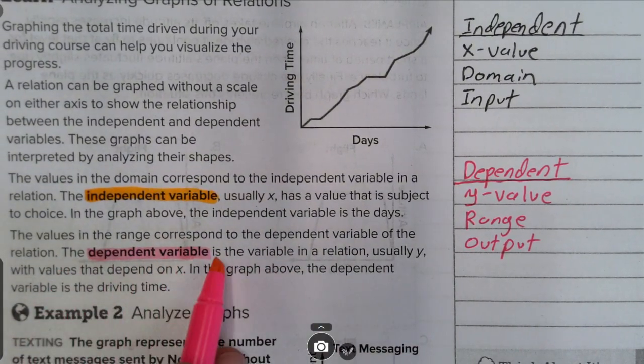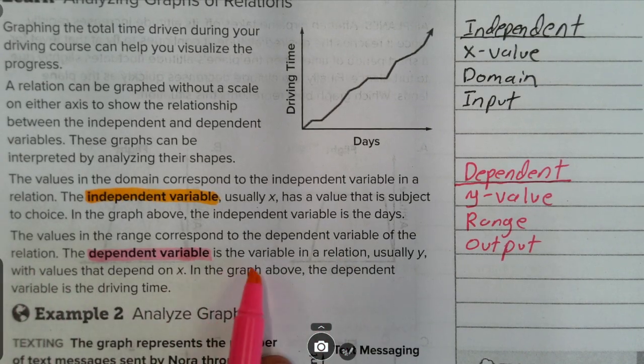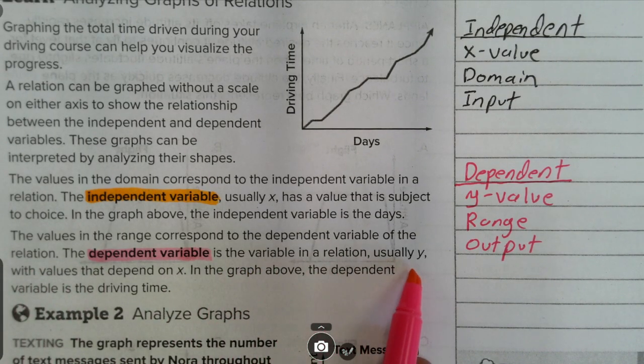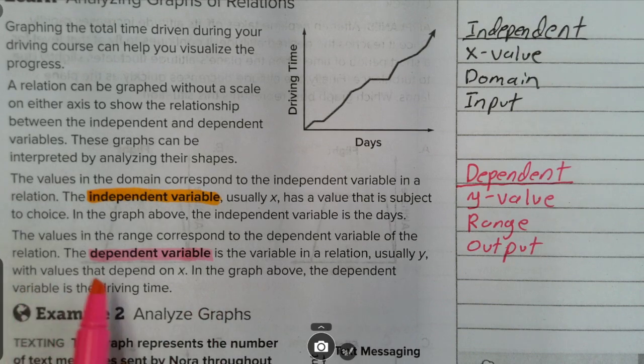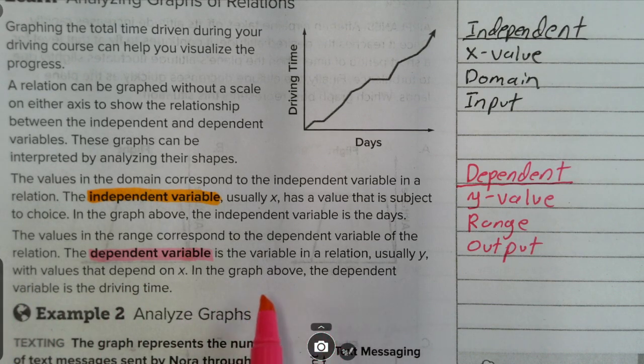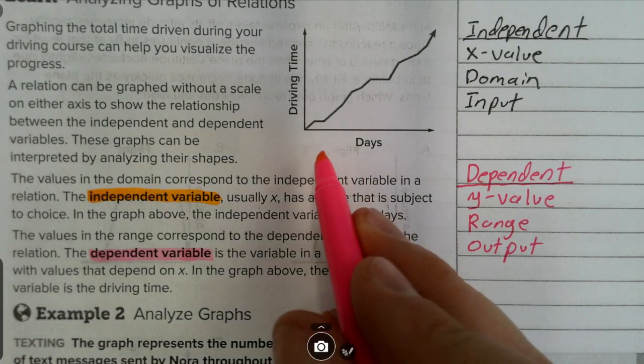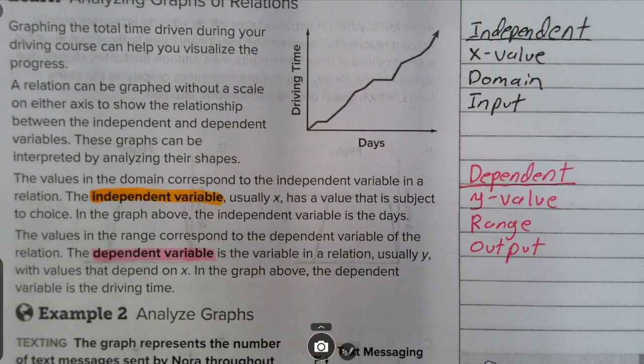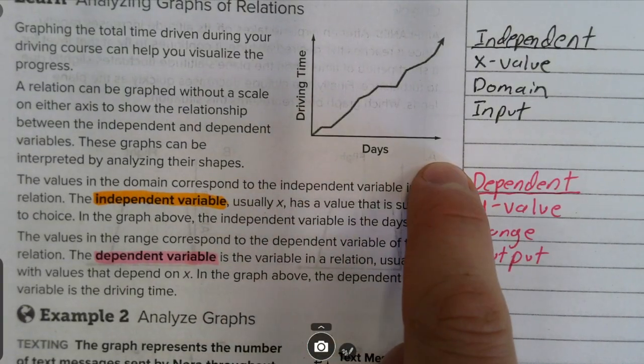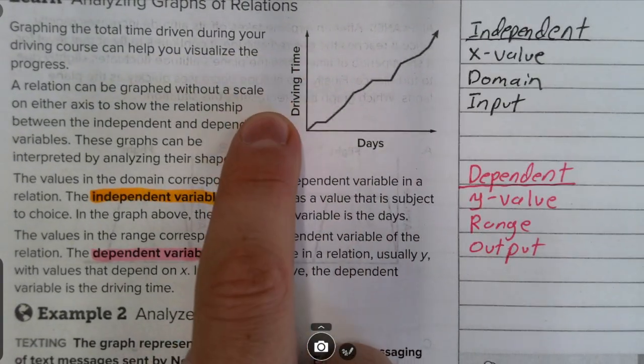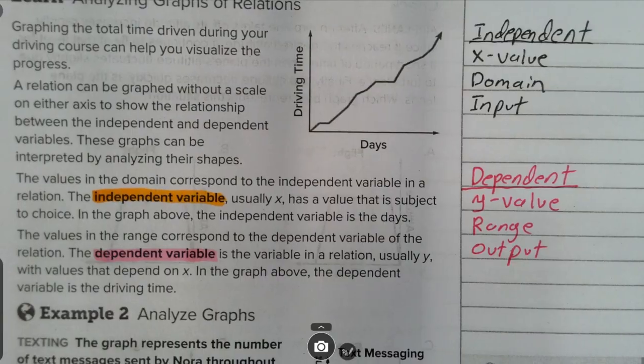The values in the range correspond to the dependent variable of the relation. The dependent variable is a variable in a relation, usually y, with the values that depend on x. In the graph above, the dependent variable is the driving time. So we see the days of the week, and if we recalled, our days were 1 through 7 going that way, and our driving times were over here, and they did change throughout the day.